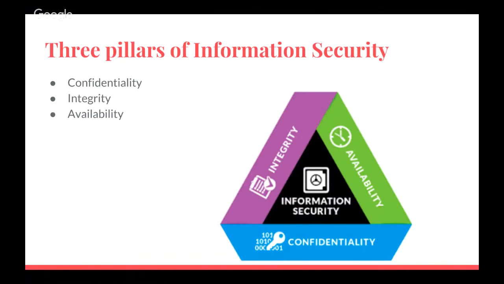The three pillars of information security, which are more tied to information assurance, are confidentiality, integrity, and availability. Confidentiality is the property that information is not made available or disclosed to unauthorized individuals, entities, or processes. Integrity means maintaining and assuring the accuracy and completeness of data over its entire life cycle. This means that data cannot be modified in an unauthorized or undetected manner.